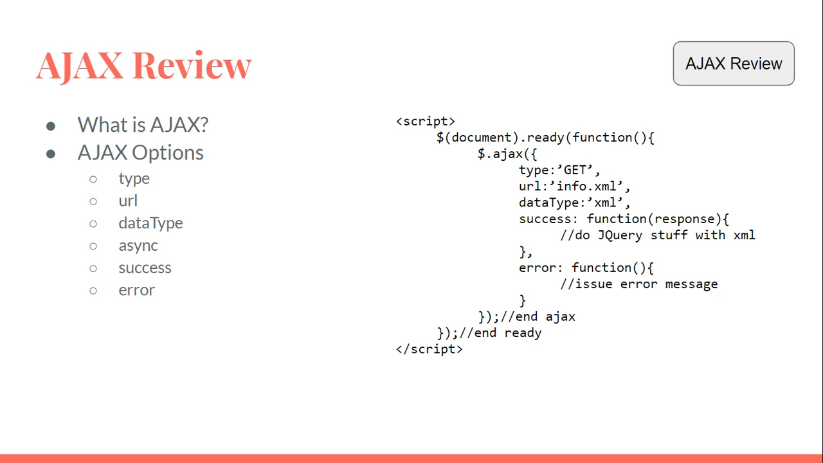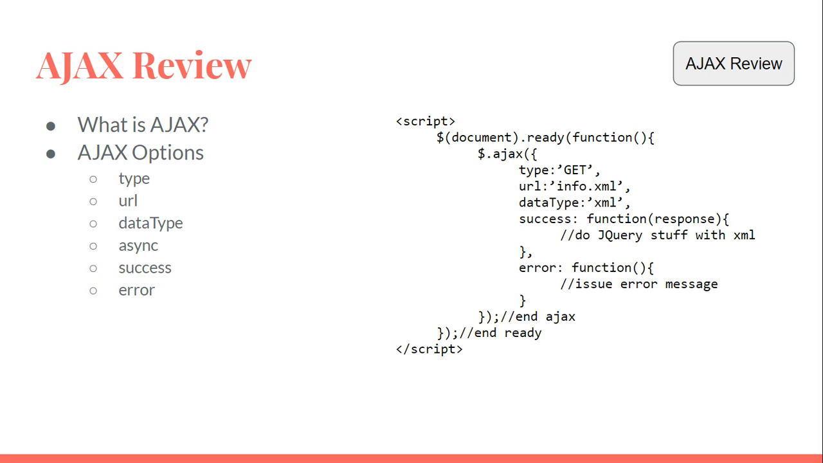What is Ajax? Ajax stands for asynchronous JavaScript and XML. It is a way to send requests to a server or to a data format behind the scenes while your web page is still functioning. jQuery is not necessary for Ajax. Ajax can be written straight inside of JavaScript, but it is much easier inside of jQuery.